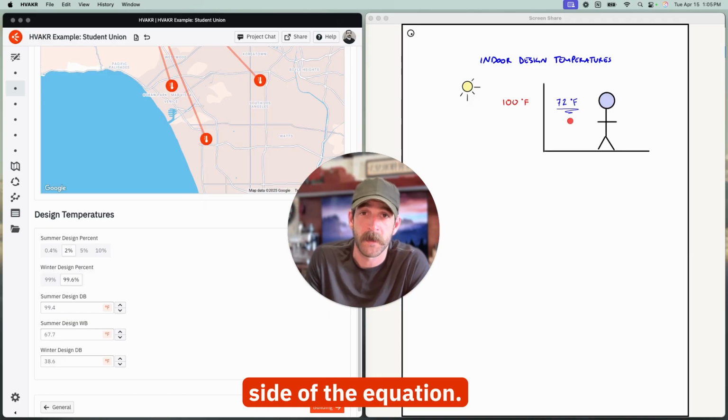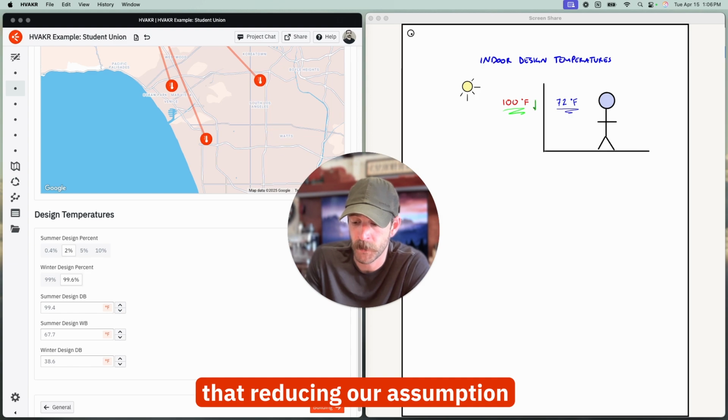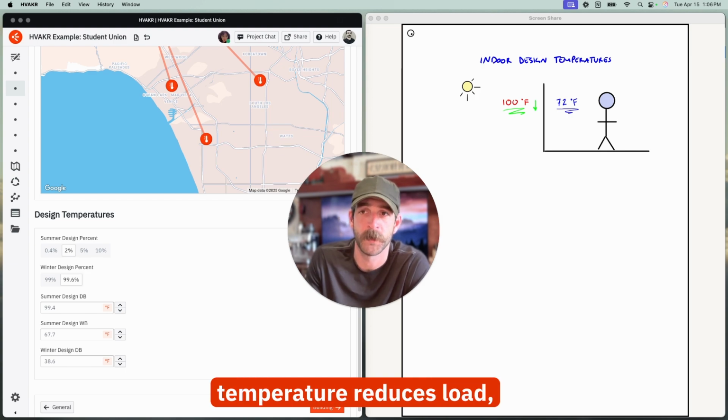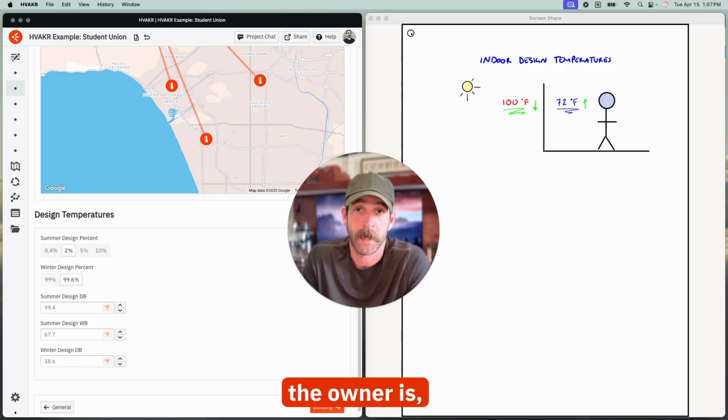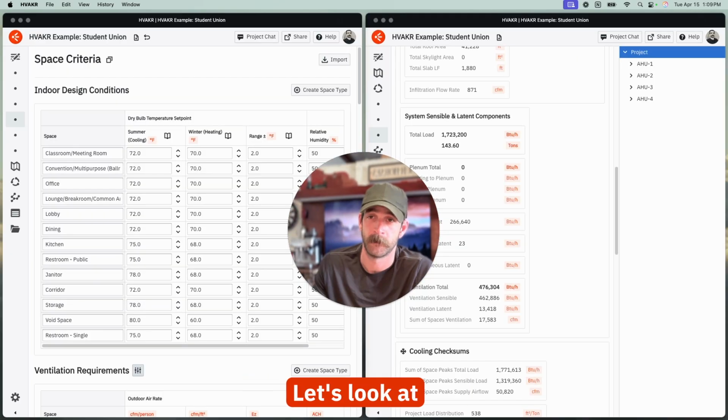This is the other side of the equation. We just talked about options for our outdoor set point. Now we're going to look at indoor set point. In the same way that reducing our assumption about outdoor temperature reduces load, so does increasing our set point for indoor temperature. So a question you can ask the owner is, in peak operation, would you be okay if the indoor set point was 75 degrees Fahrenheit? Let's look at the impact there.